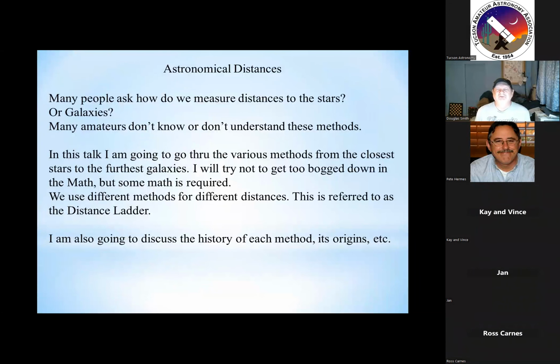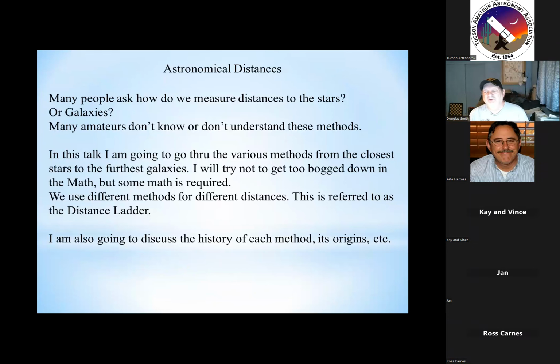Okay, so as I said, this is a question I get asked. Even when I'm doing star parties, outreach events, I'll get asked this question because we'll say this cluster is so many thousand light years away, or this star is this many light years away. Someone will ask me, how do you know how far away it is? And so then we have to explain. So I think a lot of amateurs don't know how to answer that question. So like I said, that's the purpose of this talk.